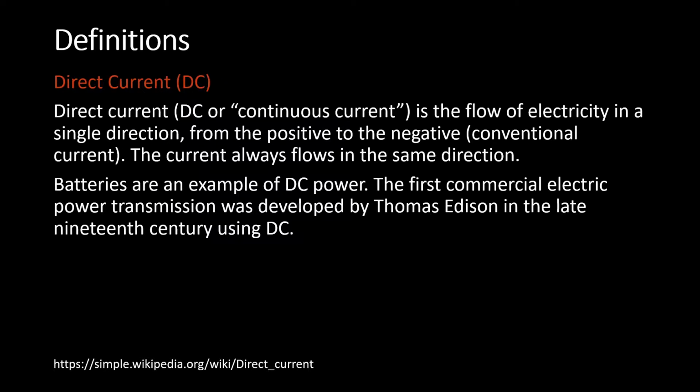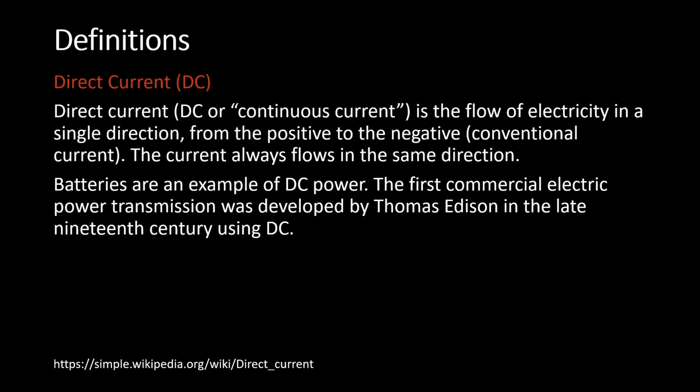Now, we talked earlier about direct current and alternating current. Direct current, or continuous current, is the flow of electricity in a single direction from the positive to the negative in a conventional current thought process. The current always flows in the same direction. Batteries are an example of DC power, and the first commercial electric power transmission system that used DC was developed by Thomas Edison in the late 19th century.